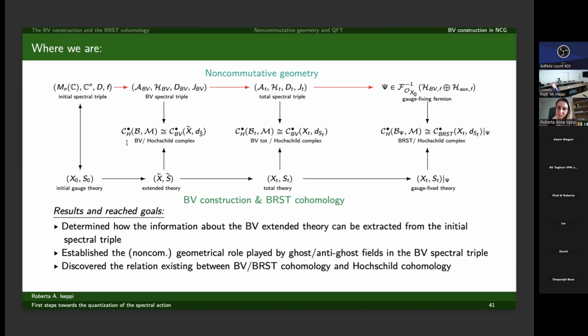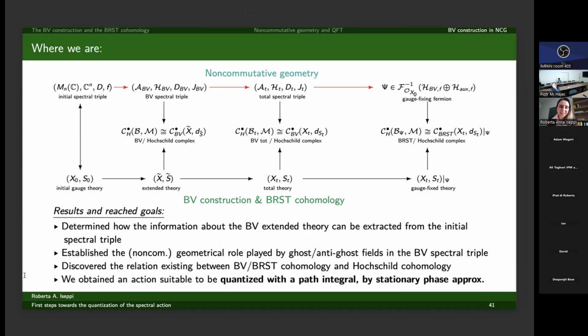We figured out indeed also what happens at the level of cohomology, and the hope is that having a more geometric way of representing this BV cohomology, there might also be more techniques for computing it, because at the moment it's very difficult to compute. But what is even more important is that we obtain an action that is suitable to be quantized. So this is why my talk was called a first step towards quantization, because as you know, the idea of performing this BV construction was really to give us a new action that can then be quantized via the stationary phase approximation.